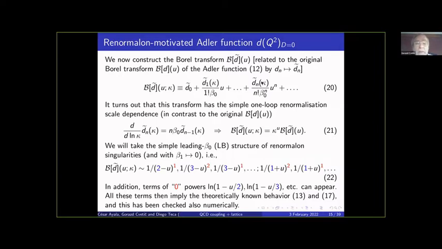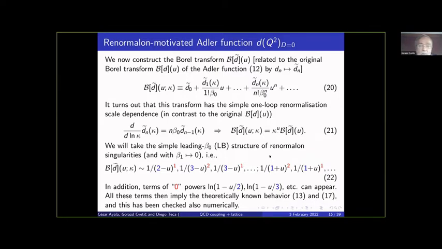Now we can check that this D tilde has the renormalization scale dependence, where kappa is the renormalization scale parameter, mu squared over q squared, has the one loop dependence, nothing more. So this Borel transform has simple one loop or leading beta zero renormalization scale dependence. This suggests, at least in one certain approximation, that the renormalon poles of this auxiliary Borel transform have simple powers without beta 1, because there is no beta 1 here, it's one loop.